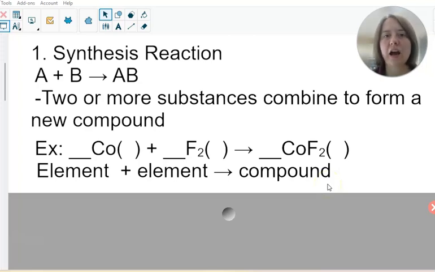And if it's an ionic compound, there are 2 options, solid or aqueous. And if there's water involved in the chemical reaction, then it'll be aqueous. And if there is not water involved, then it will be solid.